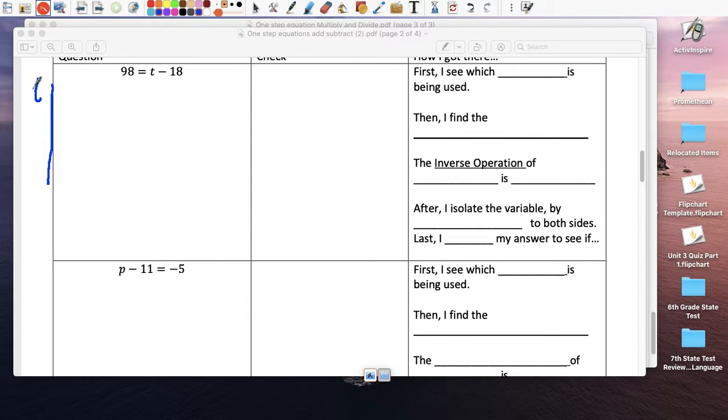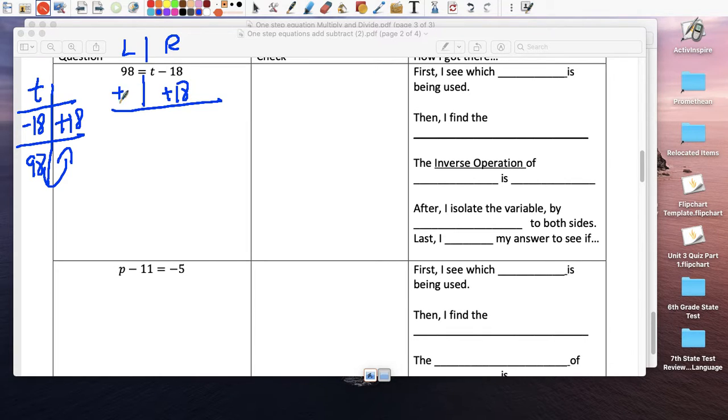T is my variable. I'm subtracting 18, which gives me 98. So the inverse operation of minus 18 is plus 18. Left side, right side. We're going to do plus 18 over here, and then plus 18 over here. Minus 18 and plus 18 equals 0. T comes down. And 98 plus 18 is 116.